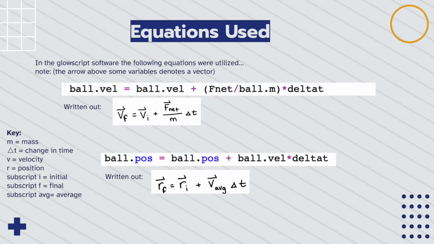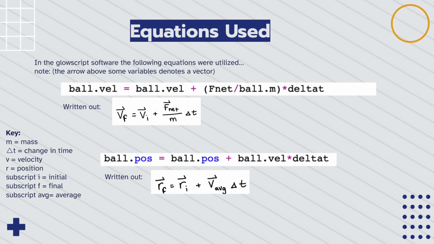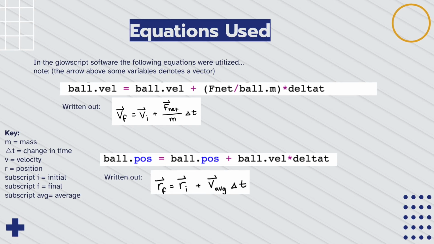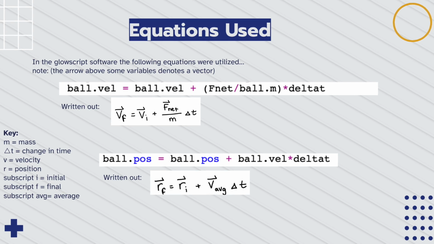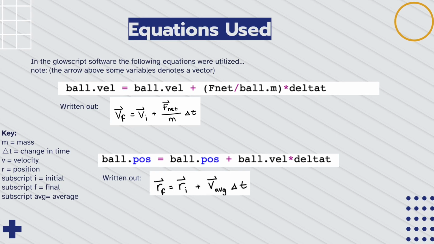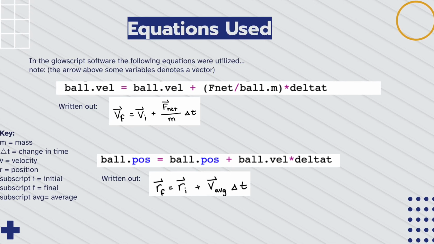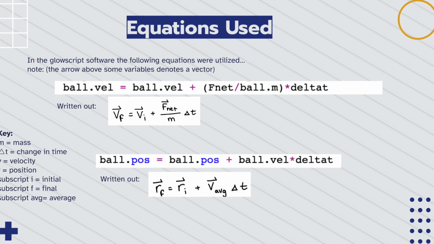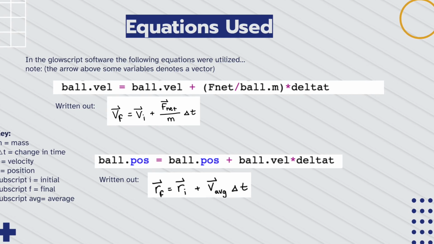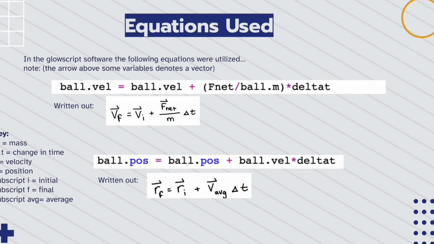In this lab, the equations used include the following. In the GlowScript software, these equations were used. Note the arrow above some variables denotes a vector. The first line describes the GlowScript code, but it's a little bit easier to understand when written out.